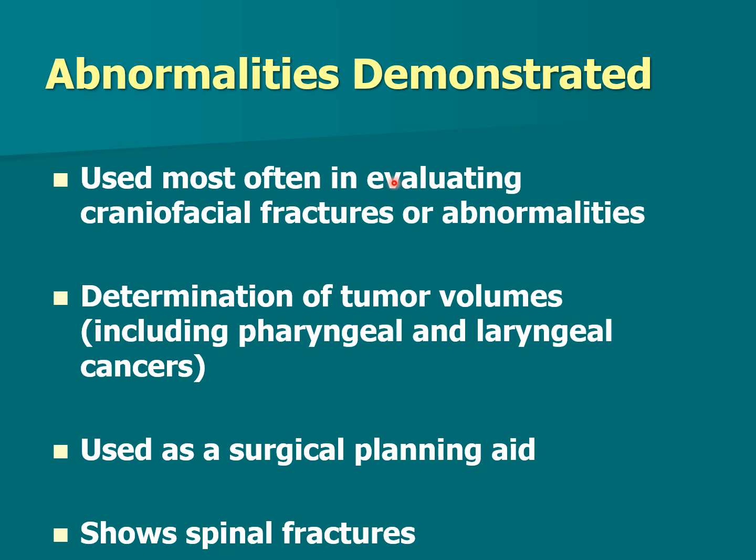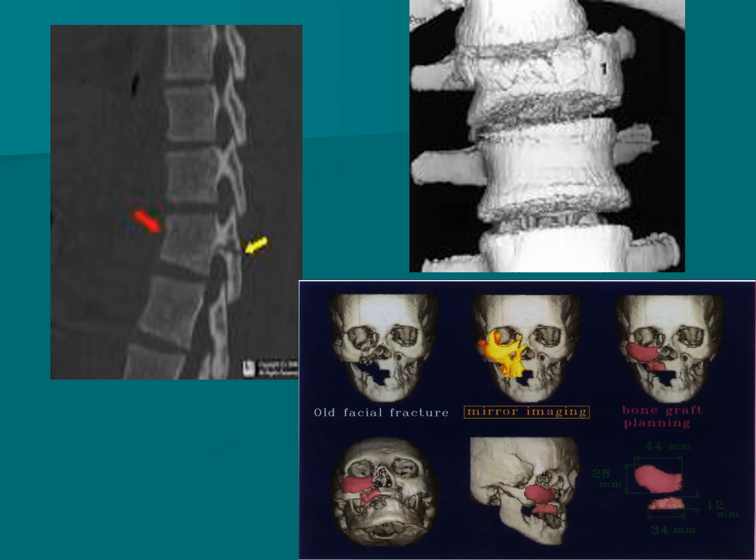Some abnormalities demonstrated when we're doing the face, most often in evaluating the craniofacial structures or abnormalities. We can determine the tumor volume, including the pharyngeal and laryngeal cancers. Yes, you can see thickening in that pharyngeal area and laryngeal area, to see if there are tumors there. It's used as a surgical planning tool. Well, any CT can be used as a surgical planning tool, and it shows spinal fractures. Well, we've already seen that.